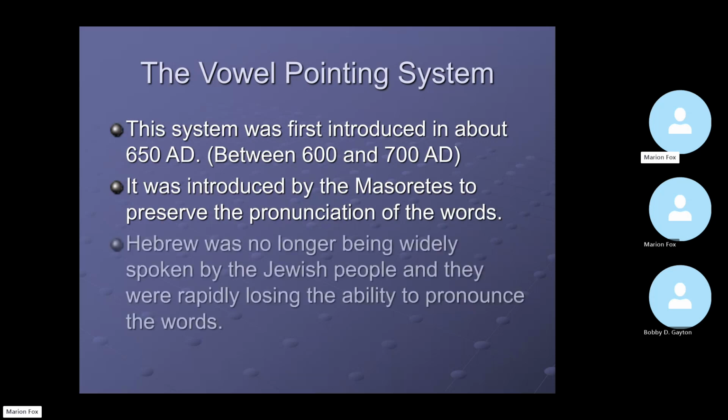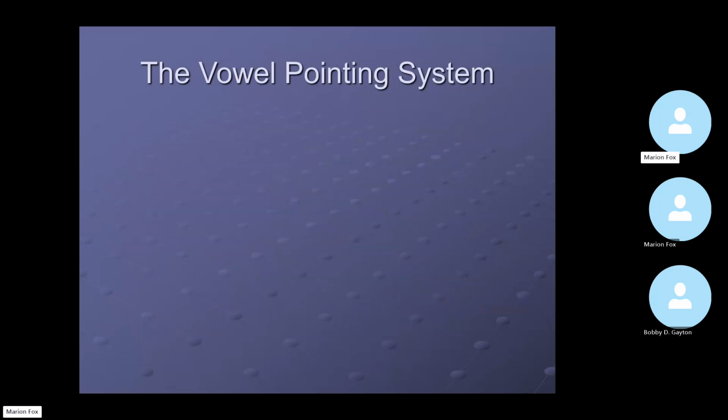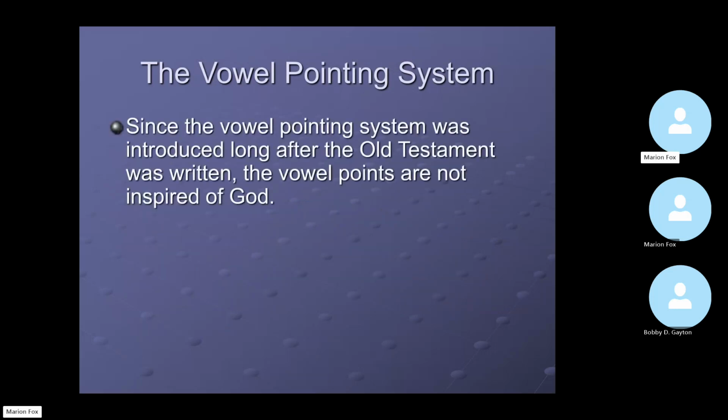What happened was that Hebrew was no longer being widely spoken by the Jewish people. They had adopted the language of the land where they were living. They were rapidly losing the ability to pronounce the words. So the Masoretes figured out a way, a vowel pointing system, to put the vowels in the words. So they put a pointing system on it. It's called the vowel pointing system.